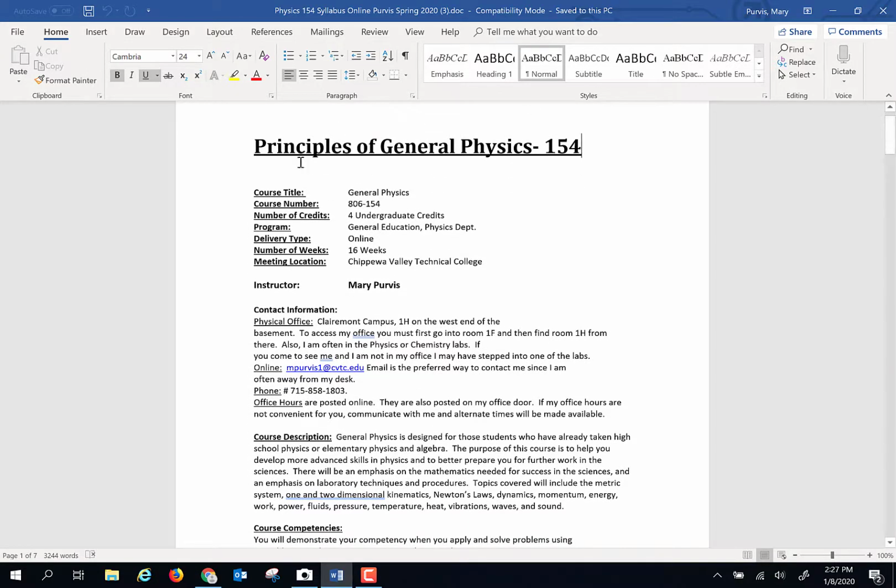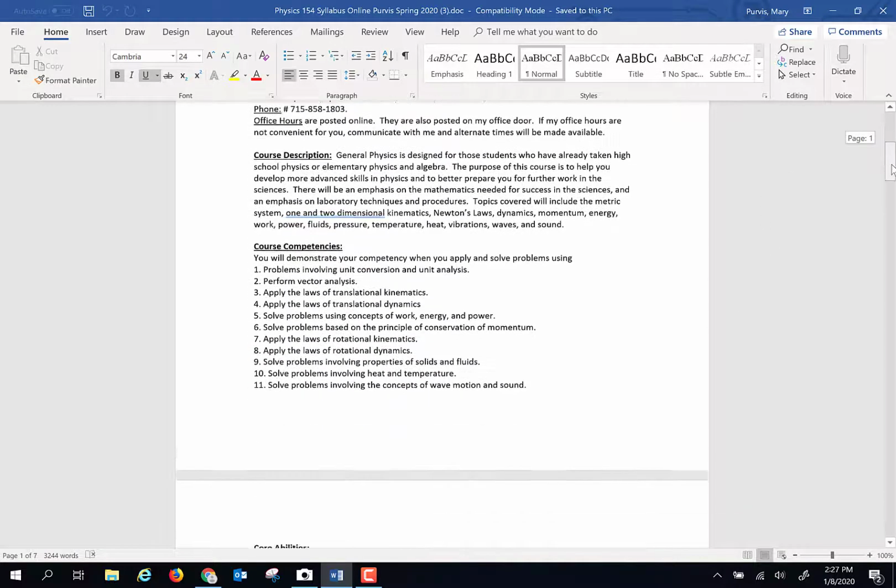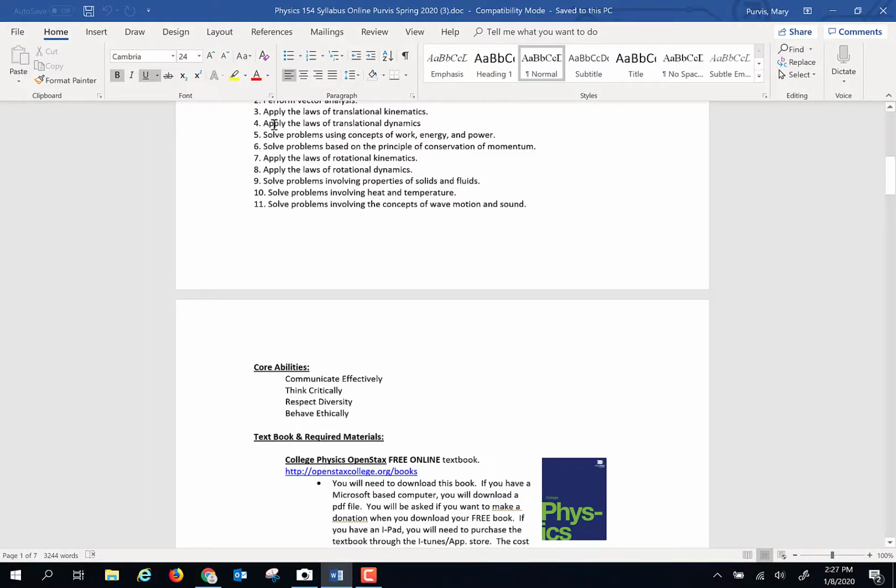Just a little background, a lot of the information that is on any university syllabus is for transfer. When you transfer to another university, they need to know on the syllabus number of graduate credits, how many weeks, what format was it in, and things like that. Very detailed course description, course competencies. Those are all very important to have in writing, core abilities.